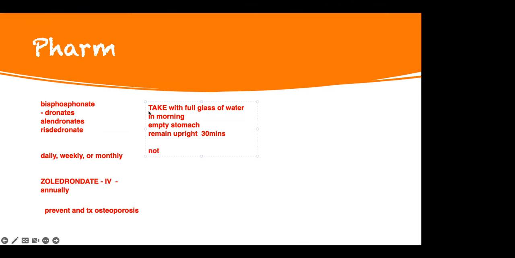Note, the side effect is esophagitis. This is why they have to take it with a large amount of water, at least 8 ounces, a full glass of water. You have to teach them.